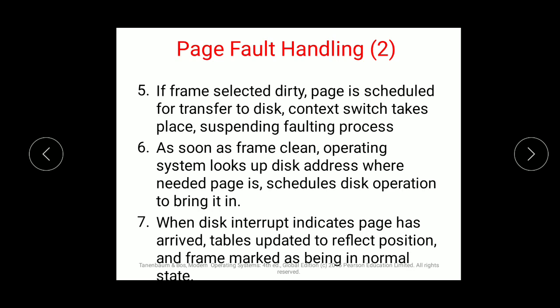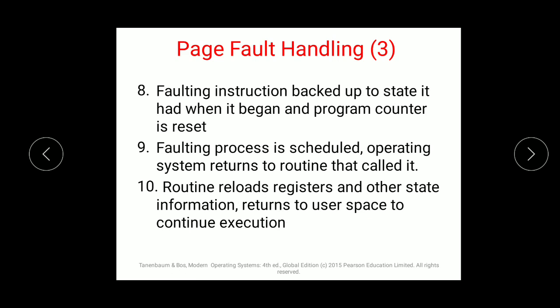When the disk interrupt indicates the page has arrived, the disk interrupt will tell the system that yes, the page has arrived. Page tables are updated to reflect the position, and the frame is marked as being in normal state. Now once it has completed all the problems and it is clean, it will be marked as normal state. The faulting instruction is backed up to the state it had when it began, and the program counter is reset. So the program counter will be increased by 1 as the program is reset. So this is the routine: reload registers and other state information. Return to user space to continue execution.